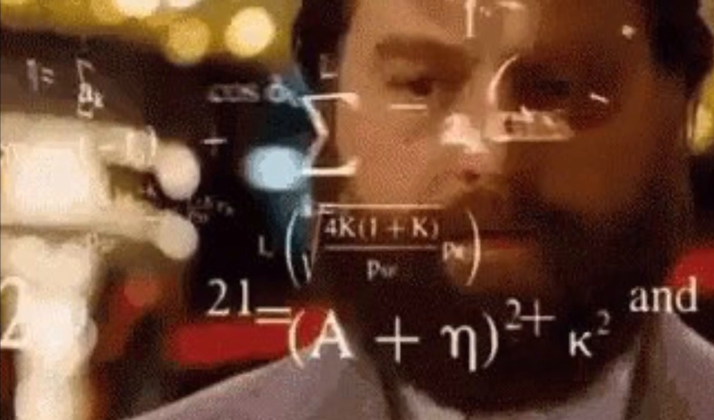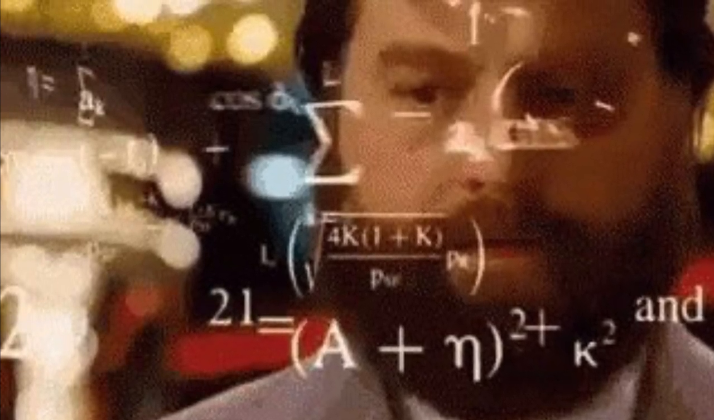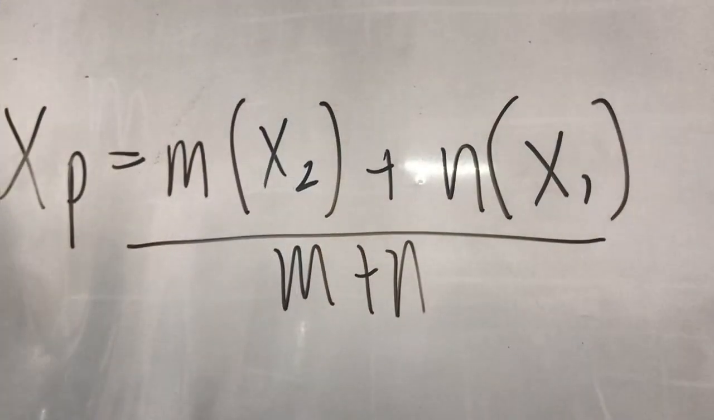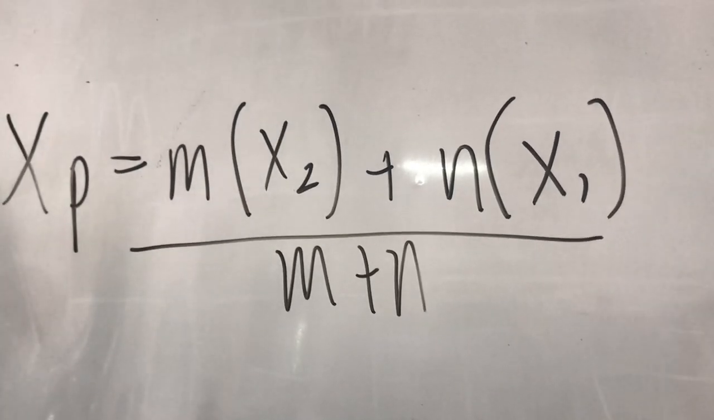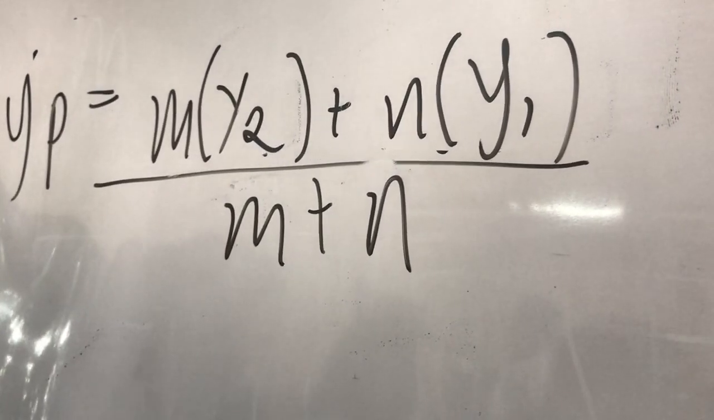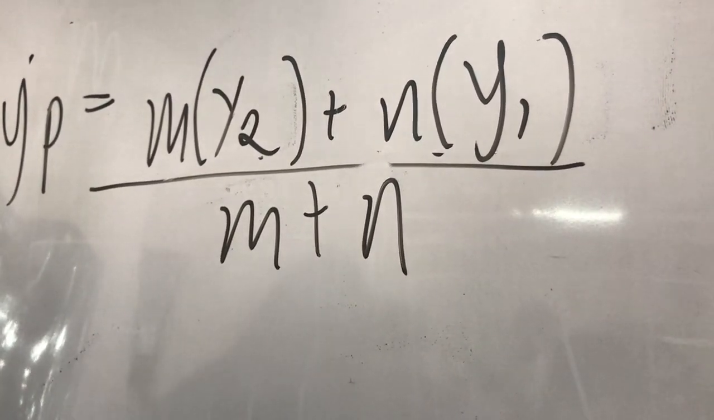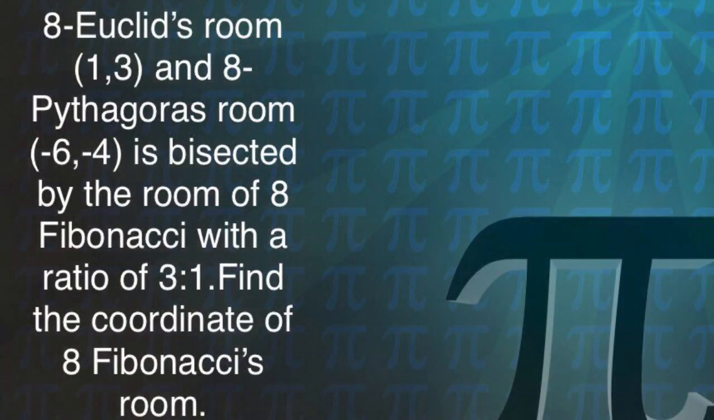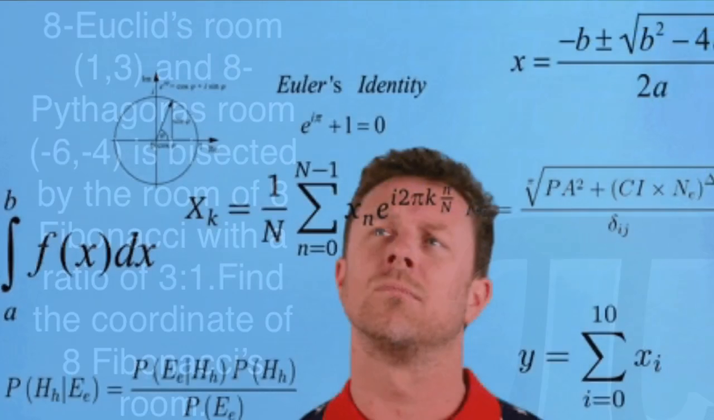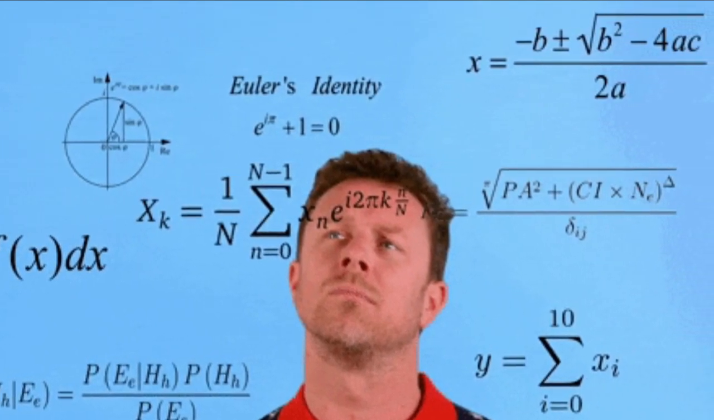If you encounter this type of problems, try to use this formula. X sub p is equals to m times x sub 2 plus n times x sub 1 over m plus n, and y sub p equals m times y sub 2 plus n times y sub 1 over m plus n. 8 Euclid room 1 and 3 and 8 Pythagoras room -6 and -4 is bisected by the room of 8 Fibonacci with a ratio of 3:1. Find the coordinate of 8 Fibonacci's.